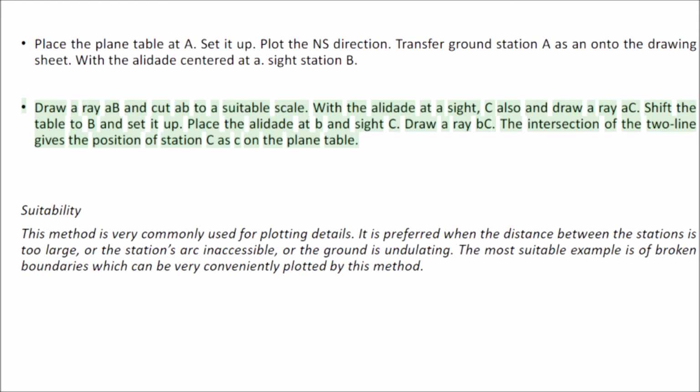Shift the table to B. Set it up. Place the eye dot at b and sight C. Draw ray BC. The intersection of the 2 lines gives the position of station C on the plane table. Suitability. This method is very commonly used for plotting details. It is preferred when the distance between the stations is too large, or the stations are inaccessible, or the ground is undulating. The most suitable example is of broken boundaries, which can be very conveniently plotted by this method.